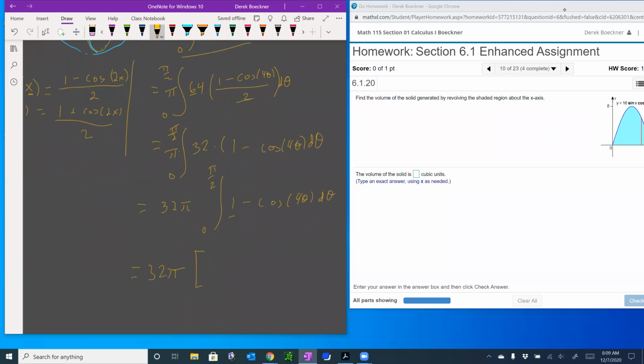The antiderivative of 1 is theta. The antiderivative of cosine, cosine's a decreasing function, but it's got positive values, so I should have sine. So minus sine of 4 theta over 4, evaluated at 0 and pi over 2.